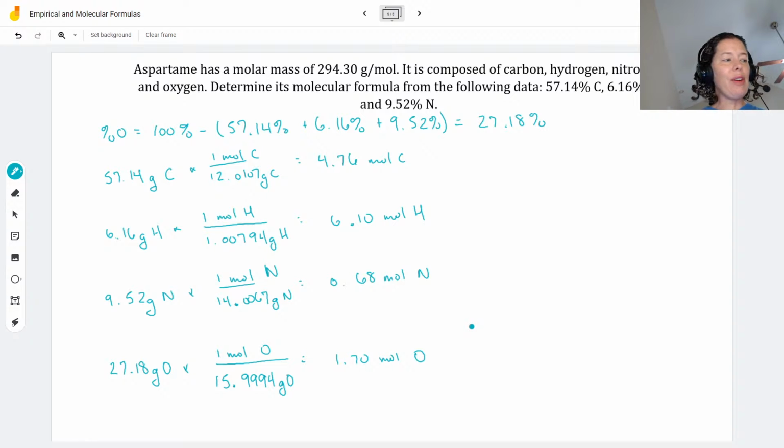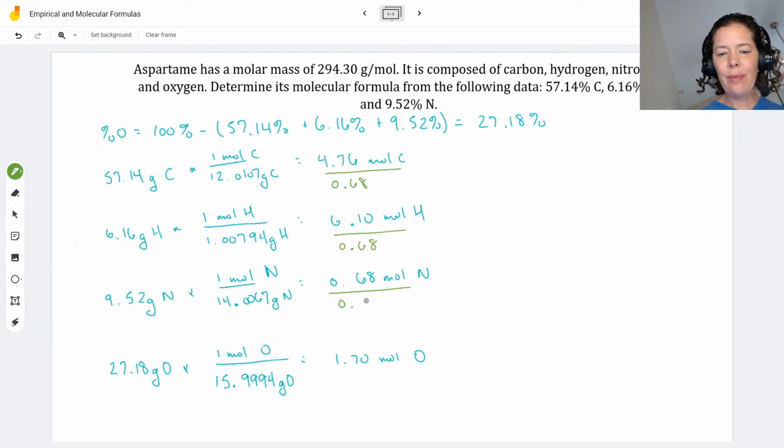All right, so now that I've converted everything into moles, I want to divide all of my moles by my smallest number, which in this case is going to be my nitrogen. So let me switch colors here. So that is going to be divided by 0.68 all around. Okay, so now let's figure out what hopefully my whole numbers are.